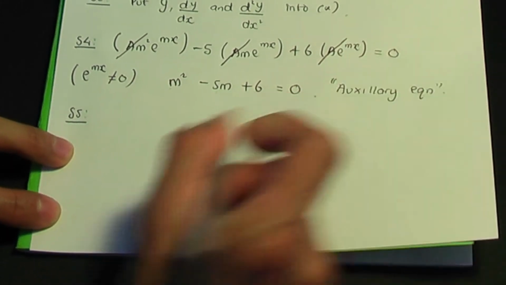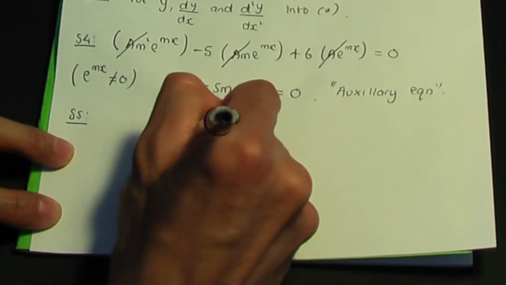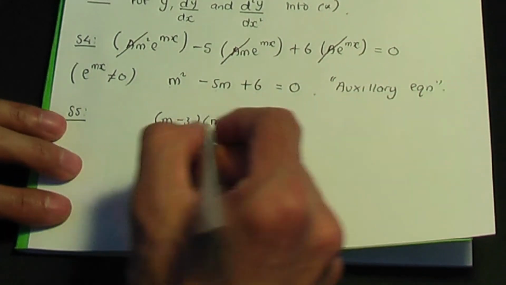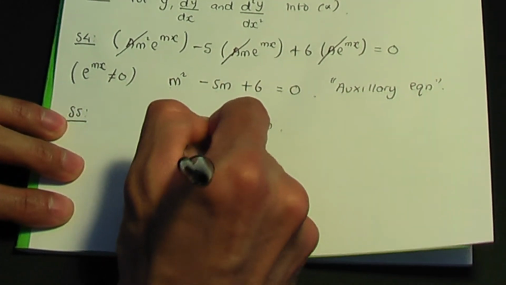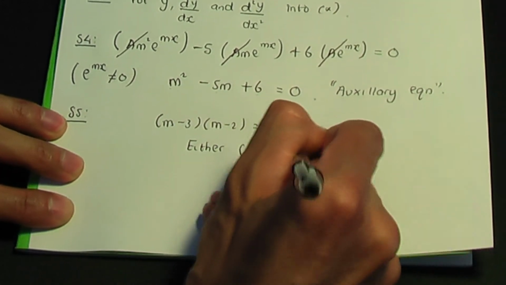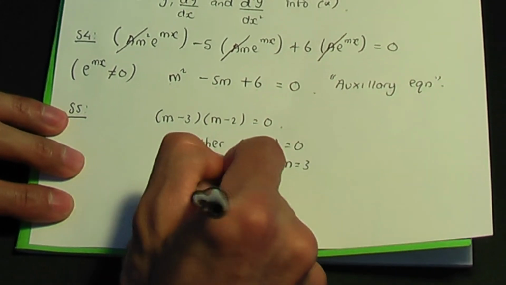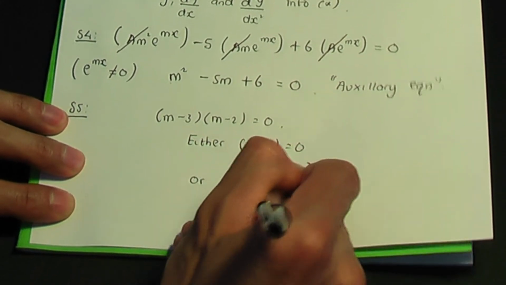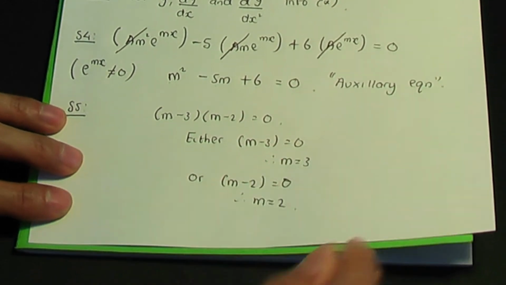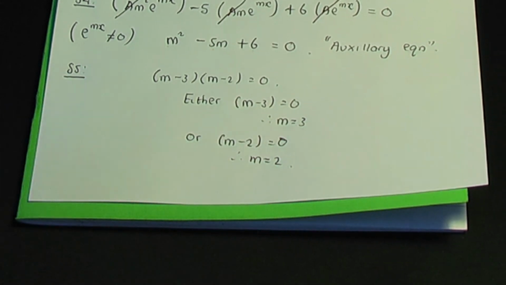equation. So I can factorise this, and the factors will be m minus 3 and m minus 2. Okay? So we have two values for m. So either m minus 3 is equal to 0, which means m is 3, or m minus 2 is equal to 0, which means that m is equal to 2. So in this case, I have two different values for m.